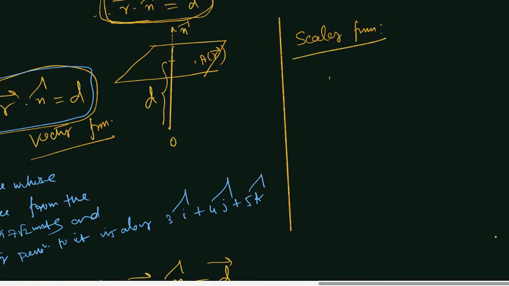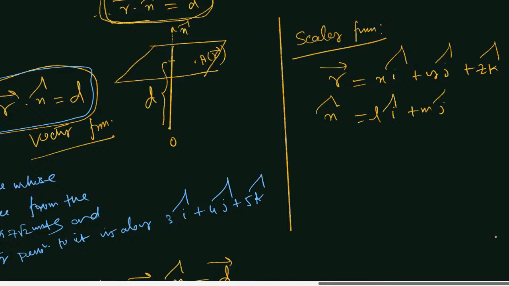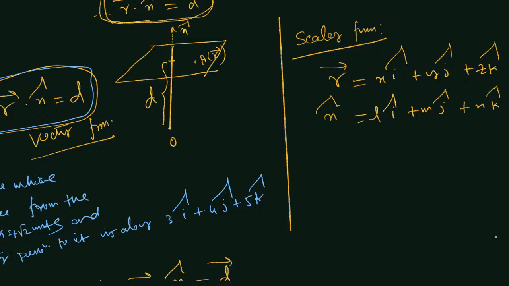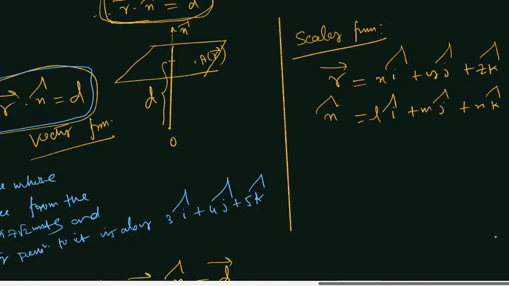To get the scalar form, we are taking r equal to xi + yj + zk, where r is an arbitrary point. In n cap, we are taking li + mj + nk. This n differs from this n. N cap is the unit normal to the plane and this is n. So substitute there. r dot n cap is what? lx plus my plus nz.